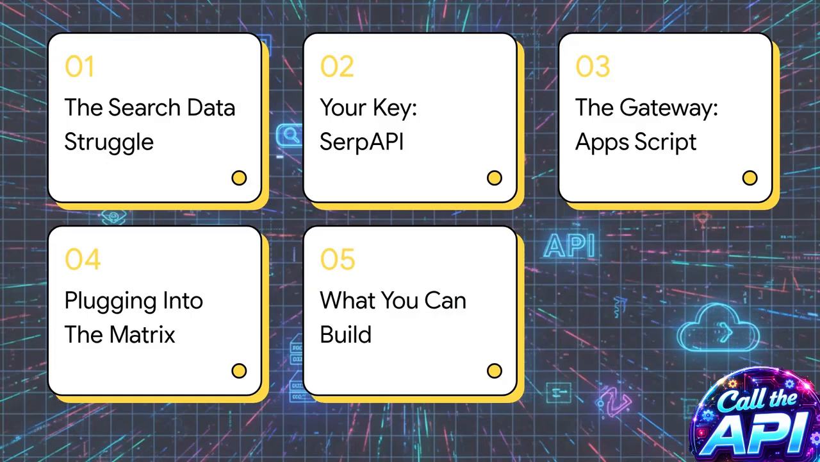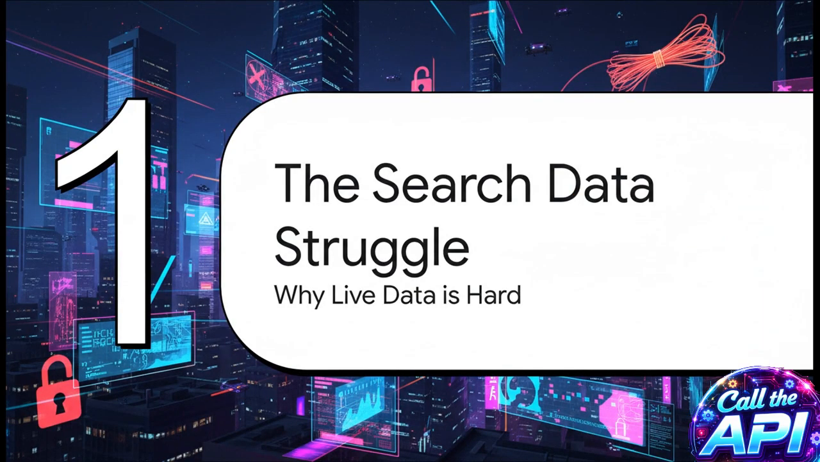First, we're going to talk about the search data struggle and why it's so hard. Then we'll hand you the key, SerpAPI. After that, we'll show you the gateway, which is Google Apps Script, and then the fun part, how to plug into the matrix. And finally, we'll get into all the amazing things you can build with this power. All right, let's dive right into the problem.